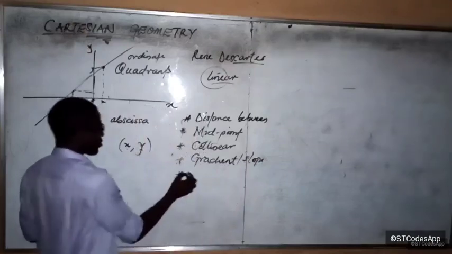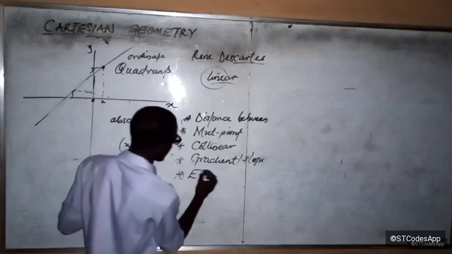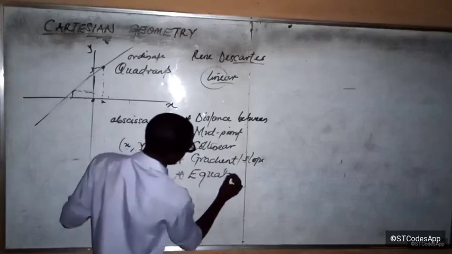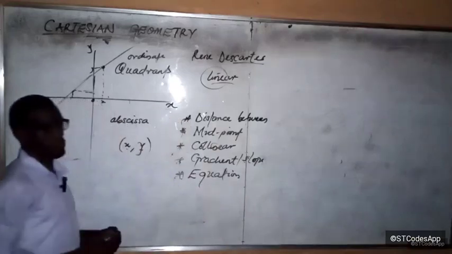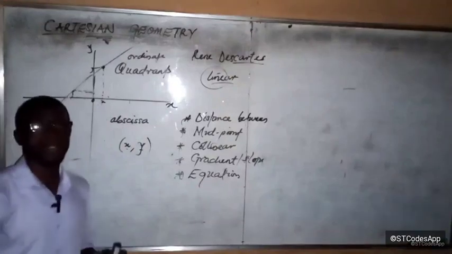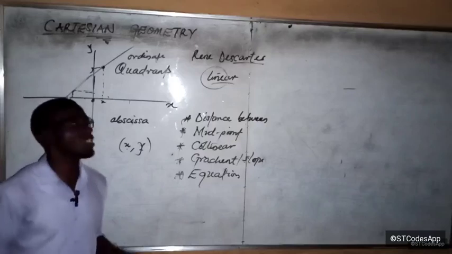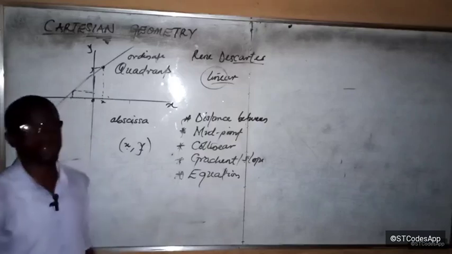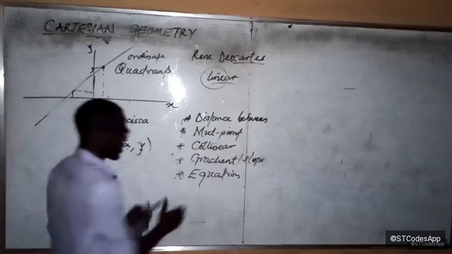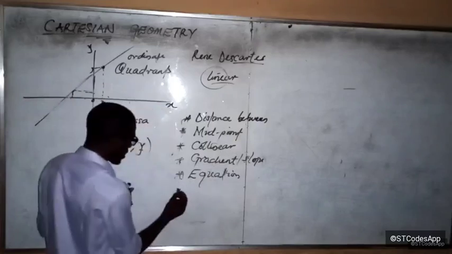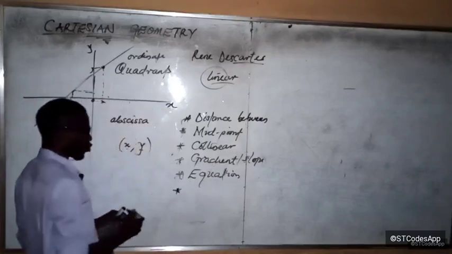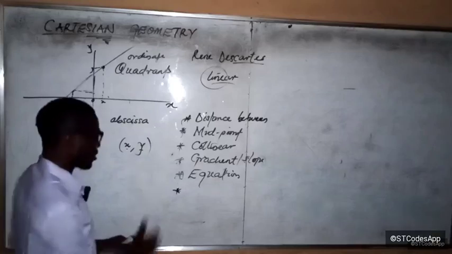Then lastly, we're talking about equations of lines. So if I give you a line, for example, and I give you certain values, certain properties, you can compute the equation for me. So that is what we are going to be dealing with there, the equation of the line. Then lastly, we are going to be solving questions on this.